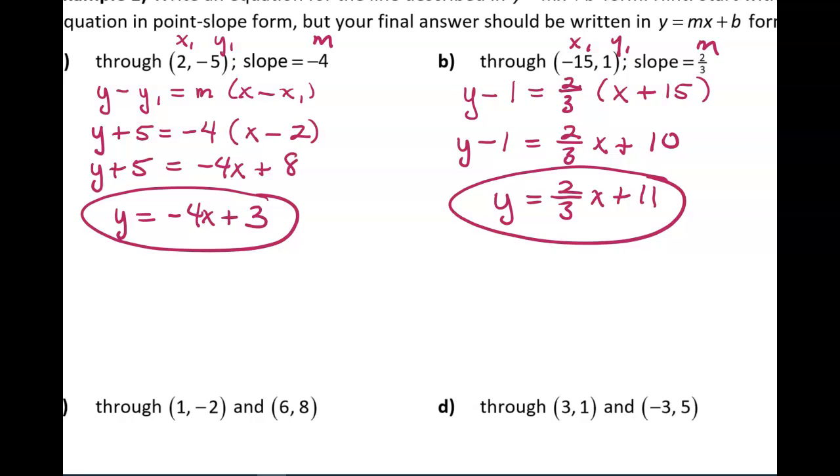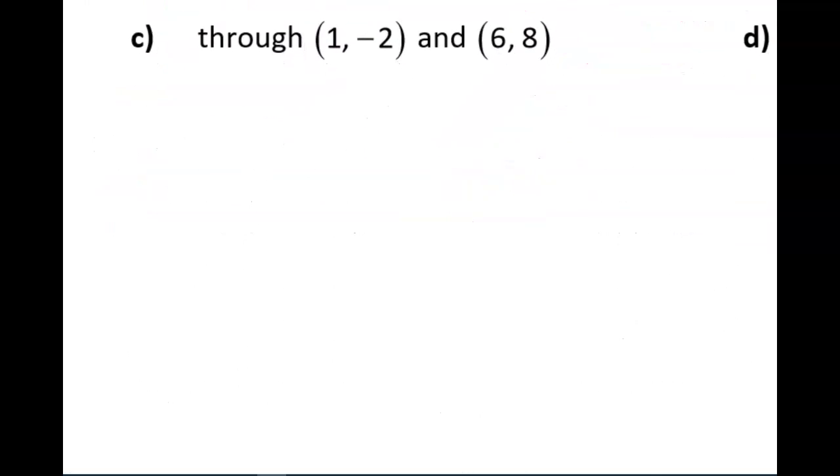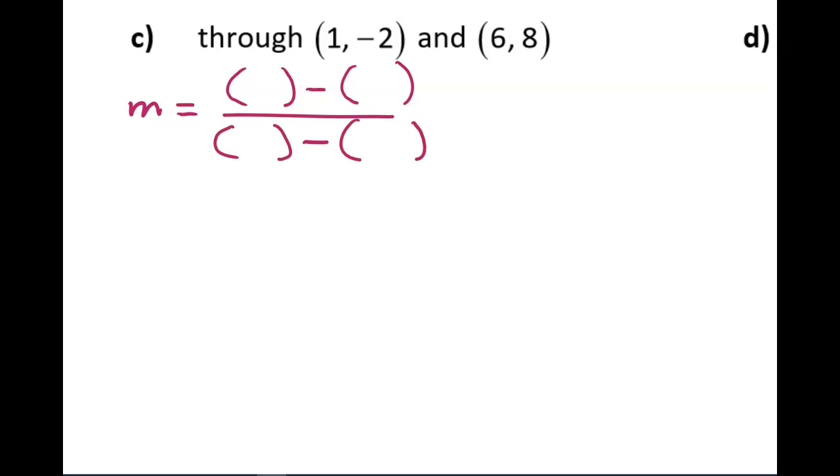There's a second type, and that's a type where we're given 2 points. So let's check out one like this. Now we can't start by writing it in point slope form because we don't have the slope, but we can compute the slope. So I'm going to write that template for the slope computation. We're going to subtract the y's on the top, 8 minus negative 2, and subtract the x's on the bottom, 6 minus 1. 8 minus negative 2 is 10, 6 minus 1 is 5. So that's a slope of 2.